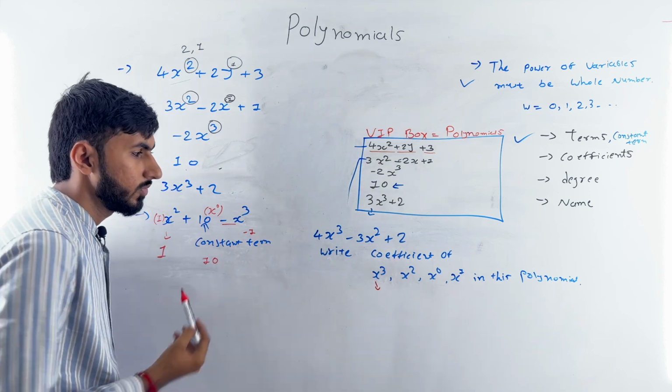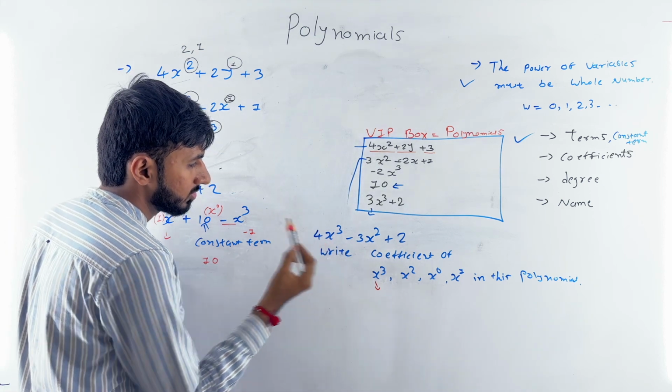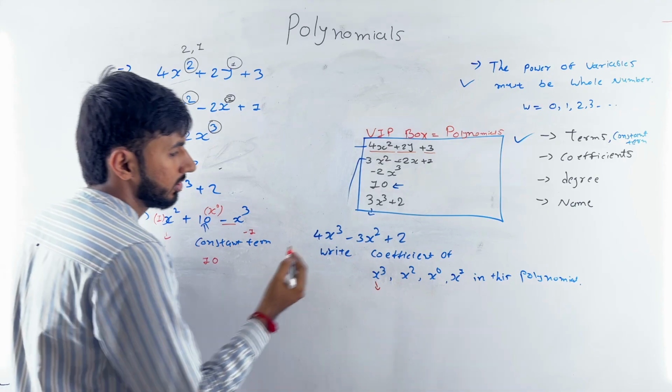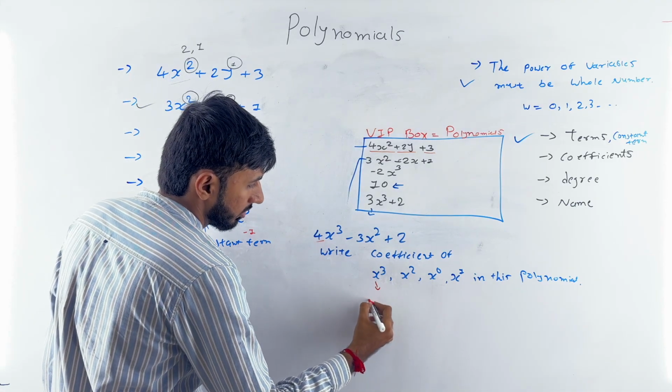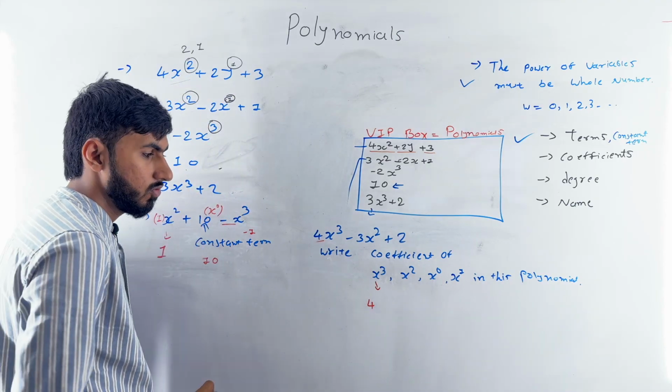Here is our x cube. Now what is the number that is multiplied or written with x cube? Here is a 4. So the simple answer: the coefficient of x cube will be 4.